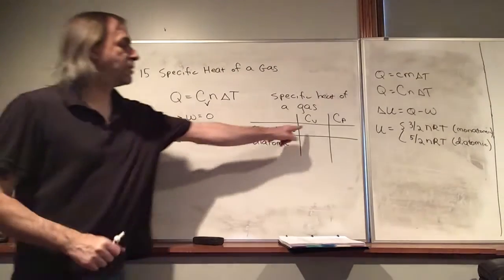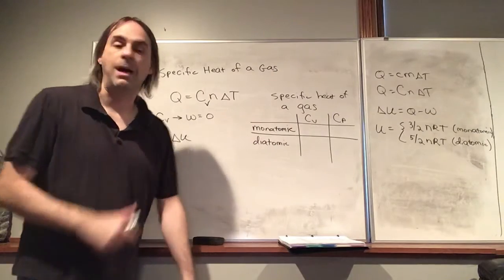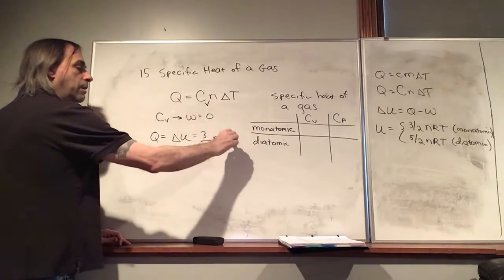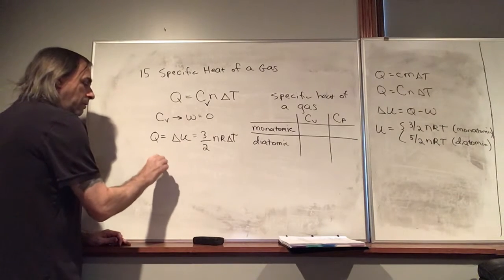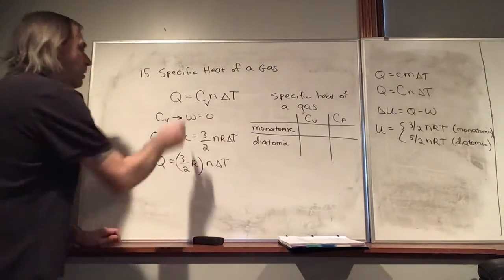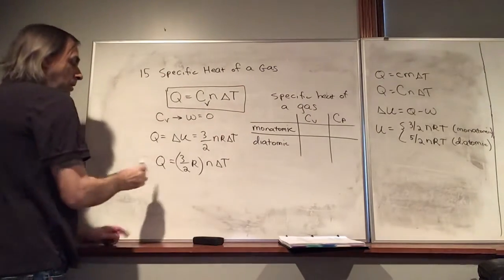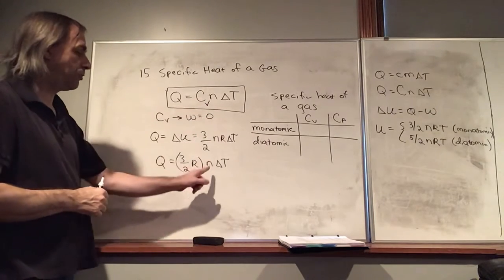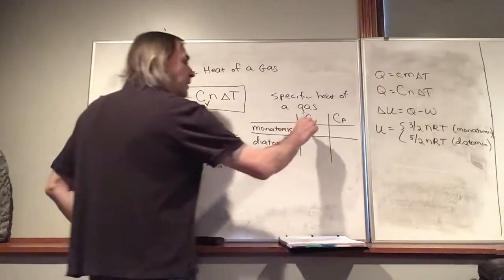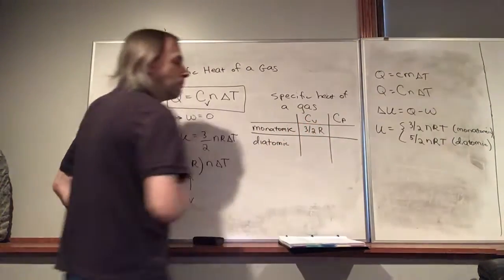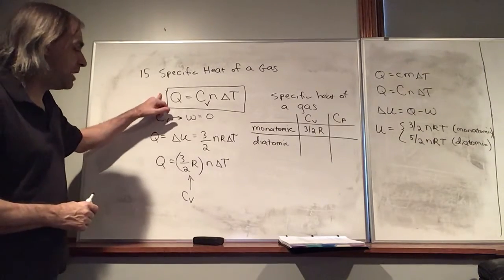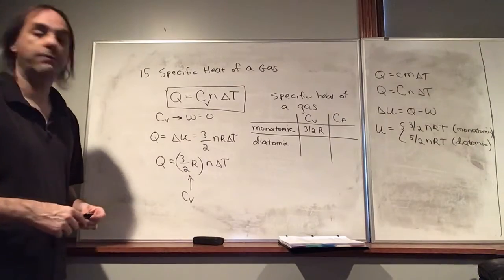So let's figure out this column first. Right now, let's say we have a monatomic gas. Then delta U is 3/2 nR delta T. Let's rewrite this a little bit, as 3/2 R times n delta T. Why do we rewrite it? Well, this is our basic formula where Q equals CV times n delta T. Here, this is CV, the specific heat at constant volume for a monatomic gas. This is 3/2 R. So by comparing what we got from the first law of thermodynamics with the basic equation, we can see that CV is 3/2 R.